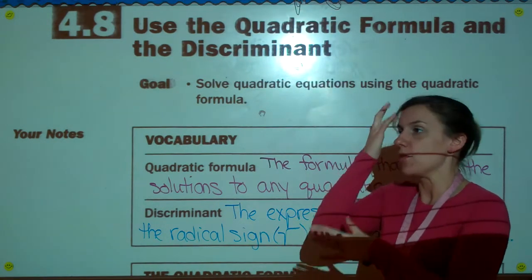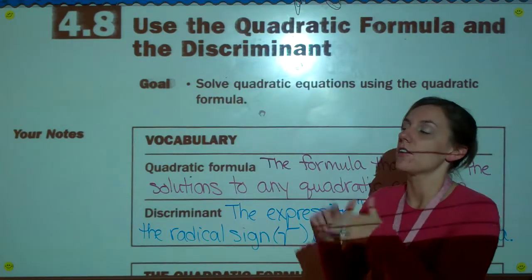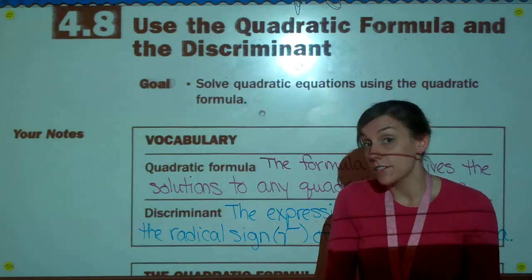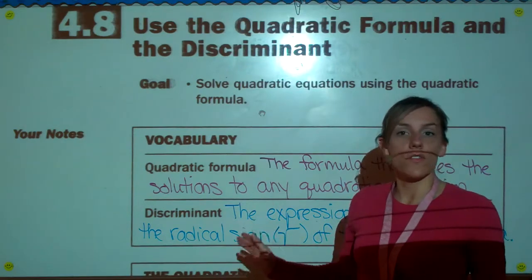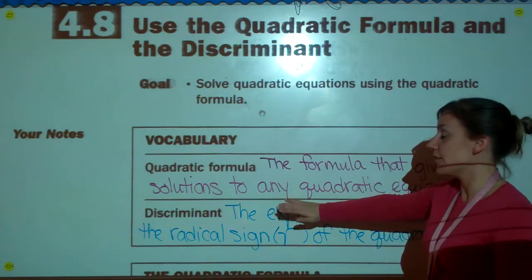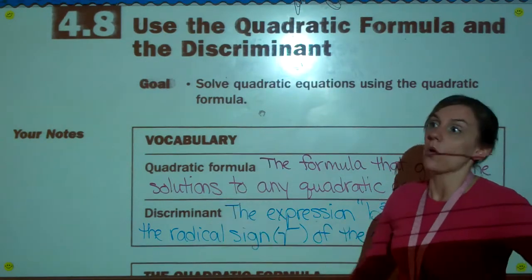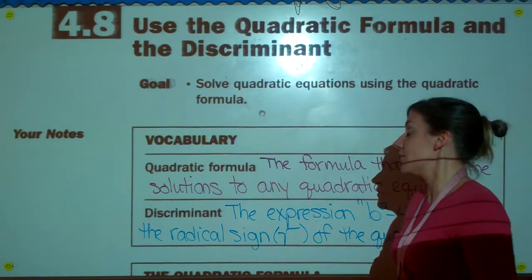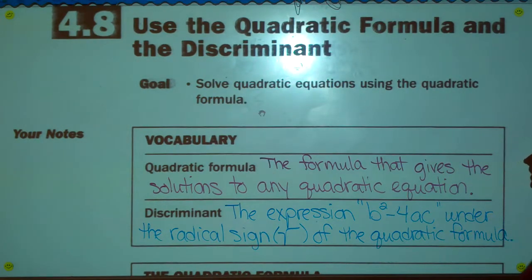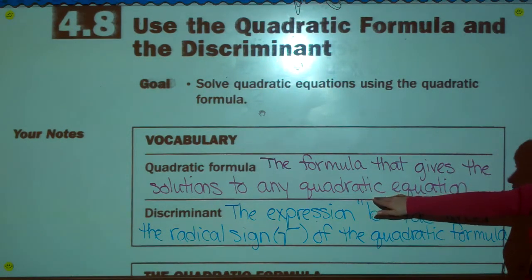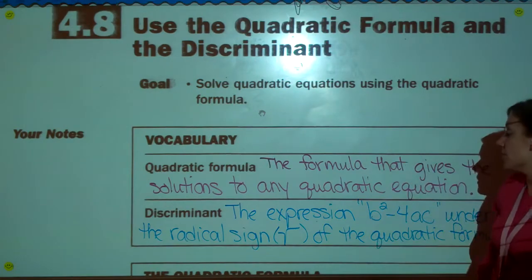Sometimes though, if you like to use the graph on the calculator, or if you like to factor, or if you like to square root, sometimes when none of those work, the quadratic formula is our last resort. So either do it all the time or do it after all of the other options fail, okay? So this is the formula that we're going to use. It's the last way that we can solve.